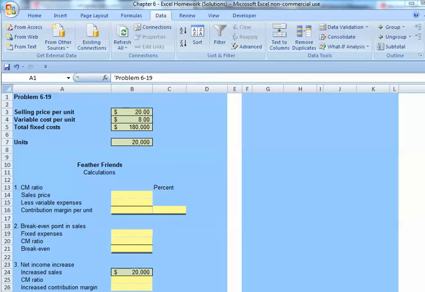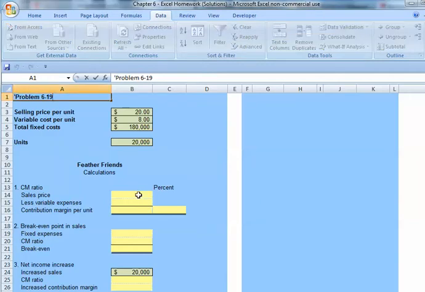This is a modification of problem 6-19 in your textbook. We're going to go ahead and build a worksheet that answers that problem and puts together sensitivity analysis tables. As always, the green data fields are input fields, and all of the yellow fields need to have Excel formulas.